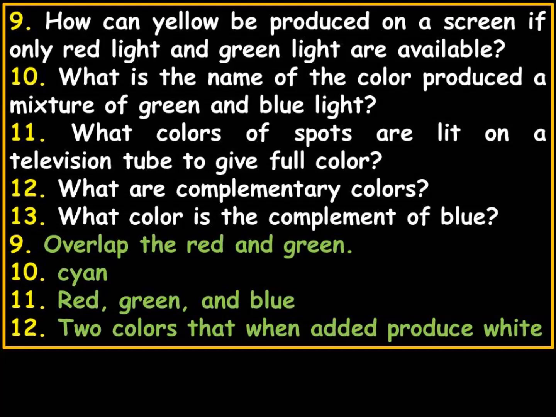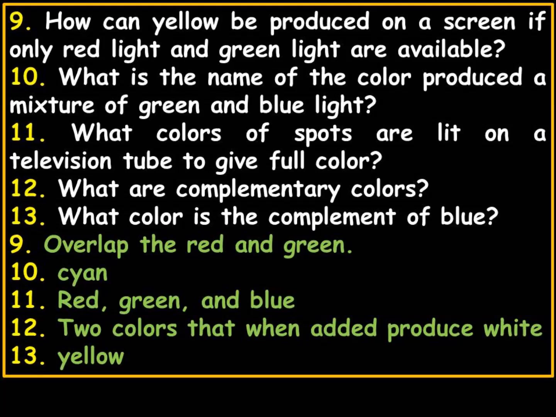Next is, what color is the complement of blue? Well, it would be red and green together, which would be yellow. So blue is the color, and then the corresponding color would be yellow, because red and green together make yellow.